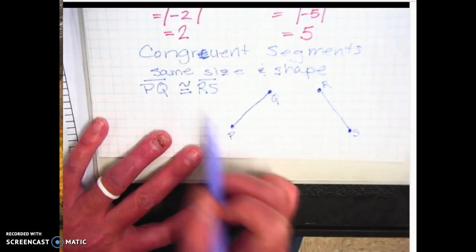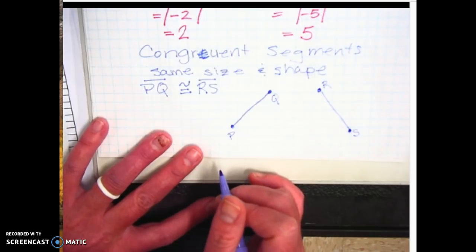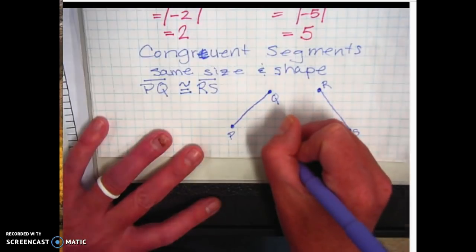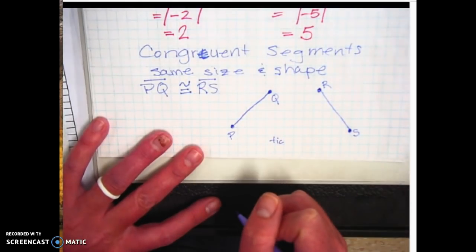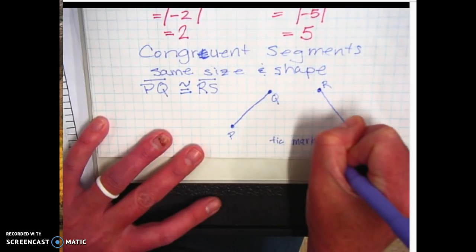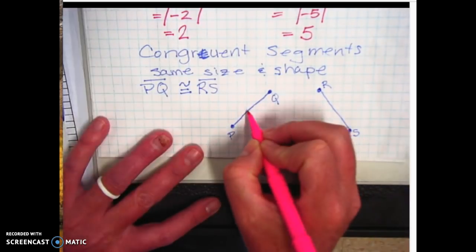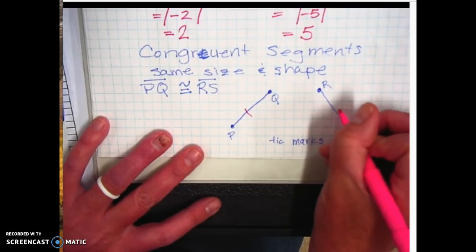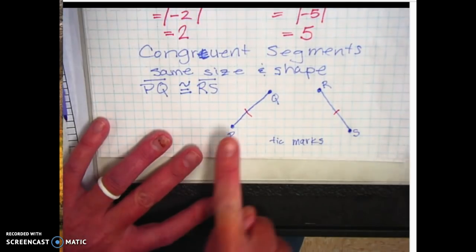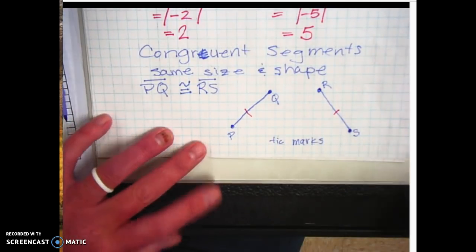Now, once we say that they're congruent, we're going to add something to each of those segments. It's called tick marks, T-I-C-K, tick marks. So the tick mark looks like this. You just put a little slash and a little slash. They're called tick marks, and they are just basically representing that those 2 segments are congruent to each other.